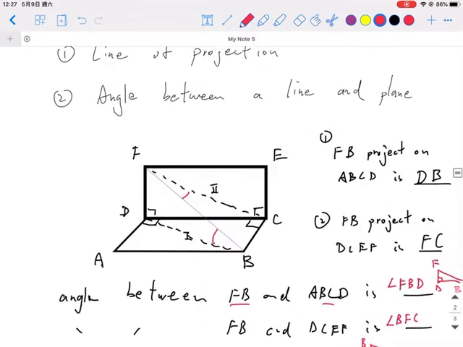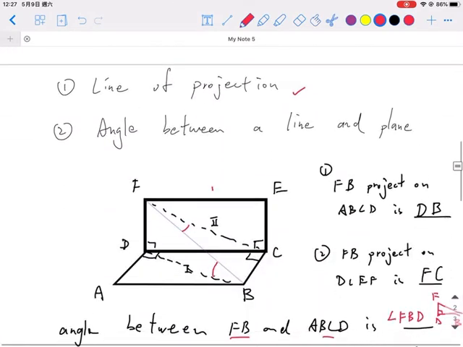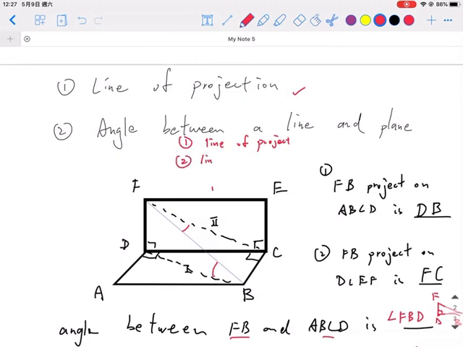So the line of projection is not difficult. For the angle between a line and a plane, the first step is to find the line of projection, and the second step is to find the angle between the line and your line of projection, which becomes the angle between the line and the plane. So that's the end of today's concept.